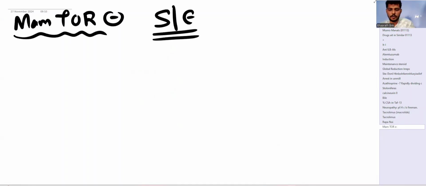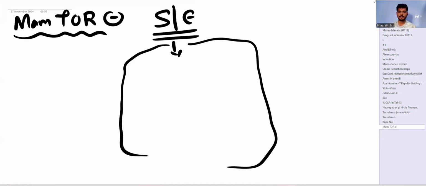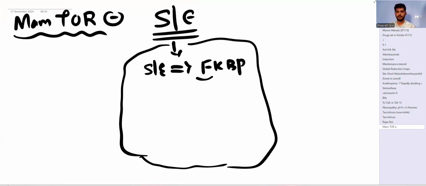Now, when sirolimus and everolimus are given, they enter the cell, and in the cell, just like tacrolimus, because these are also macrolides, they bind to intracellular receptors. They also bind to immunophilin, which is FK binding protein. Once they bind to FK binding protein, unlike tacrolimus, they do not choose the pathway where they inhibit interleukin 2 production. What they do is inhibit mTOR.